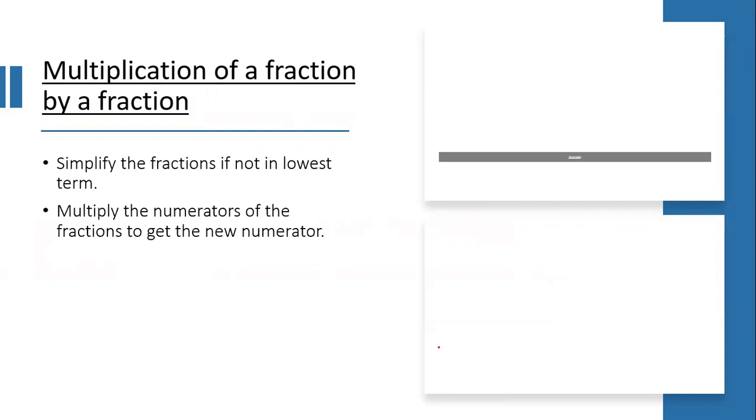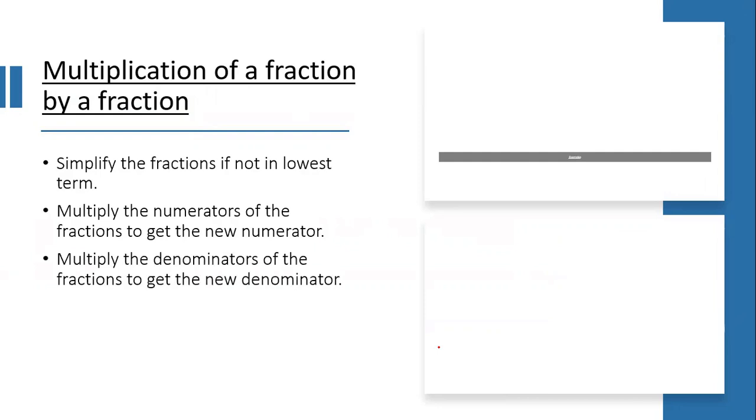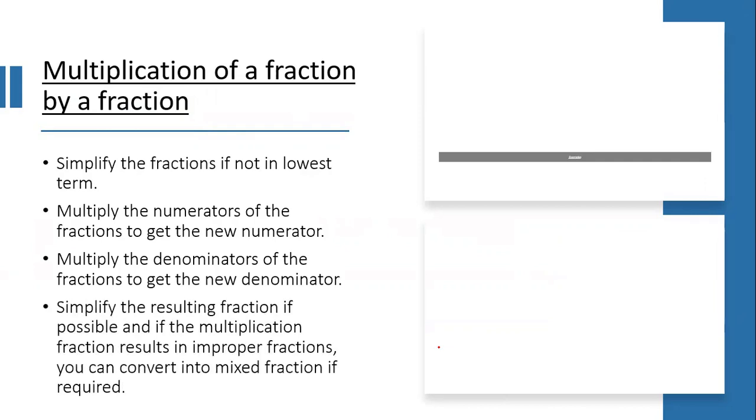How to multiply a fraction by another fraction? Let's see. First, simplify the fractions if not in lowest terms. Then multiply the numerators of the fractions to get the new numerator. Multiply the denominators of the fractions to get the new denominator. Then simplify the resulting fraction if possible, and if the multiplication results in an improper fraction, we have to convert it into a mixed fraction if required. Let us see examples.